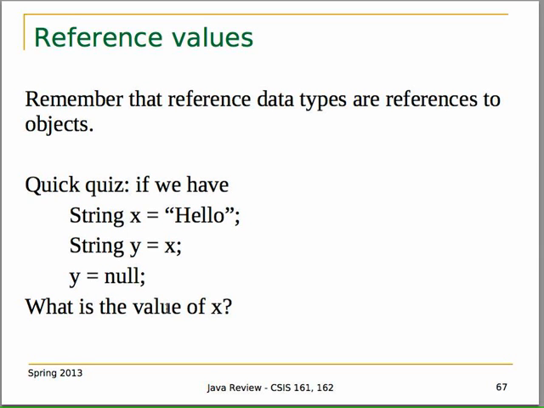Okay, so if you paused it and thought about it, the answer is that the value of x is still hello. It's still a reference to the string object with the string hello in it. So even though we do y is equal to x, all that's happening here is that y is going to refer to the same thing x refers to, and then to null. That does not change x. Okay, so that is an important thing to remember.